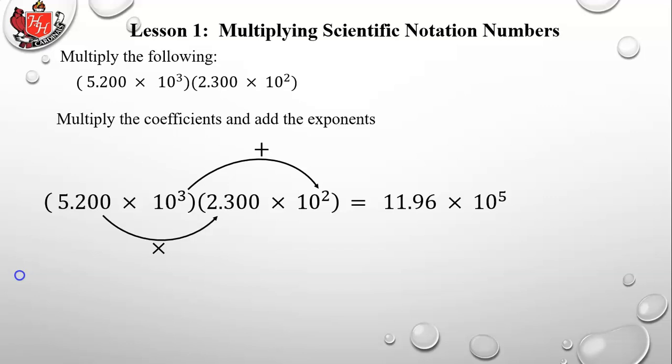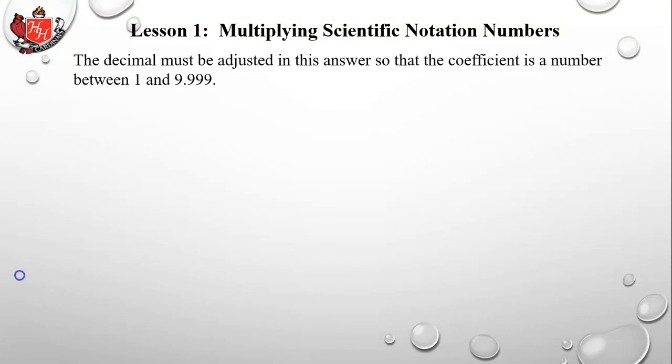However, 11.96 is not a number between 1 and 9.999. So what you need to do is adjust the decimal and the exponent. The decimal must be adjusted in this answer so that the coefficient is a number between 1 and 9.999. So we're going to move the decimal over one place to the left and turn 11.96 into 1.196. But just doing that would change the value of the number. We don't want to do that. So we're going to then increase the exponent from 5 to 6. So 11.96 times 10 to the 5th is the same value as 1.196 times 10 to the 6th.